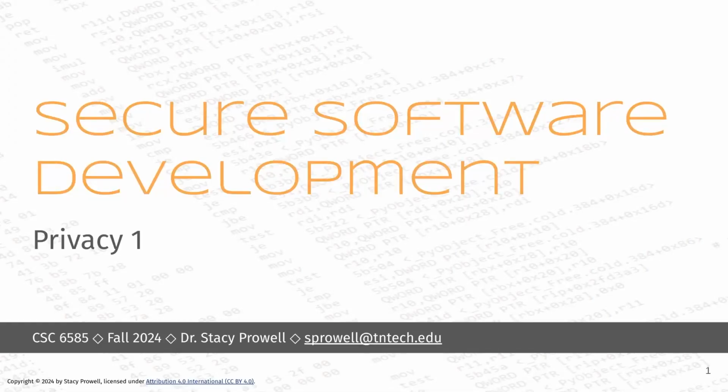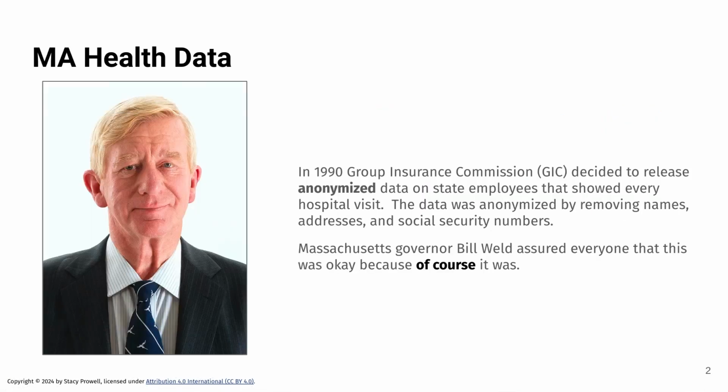Let's get started, as we always do, by discussing the governor of Massachusetts. There he is. And let's think about something that happened during his tenure as governor. So in 1990, the Group Insurance Commission of Massachusetts decided to release anonymized data on state employees. And this data showed every hospital visit, medicine, etc.